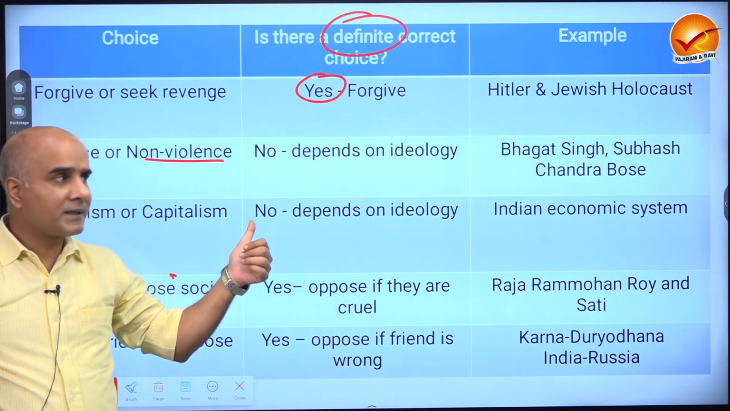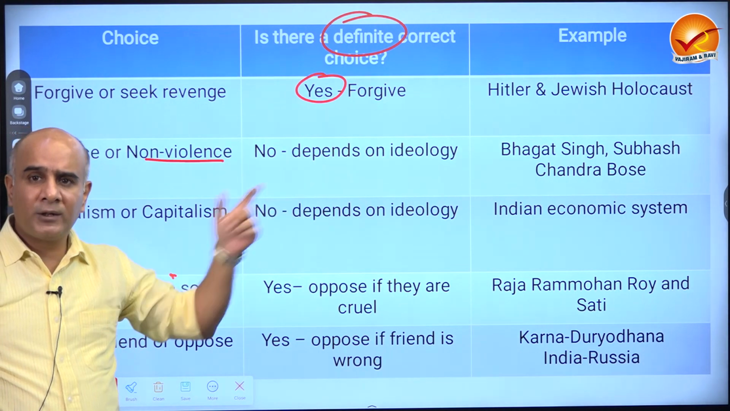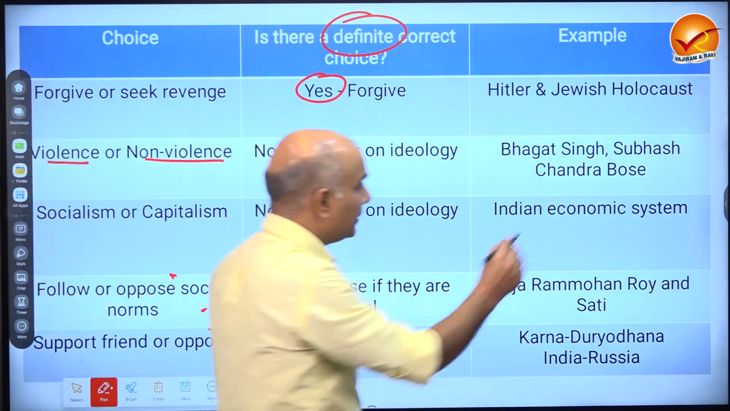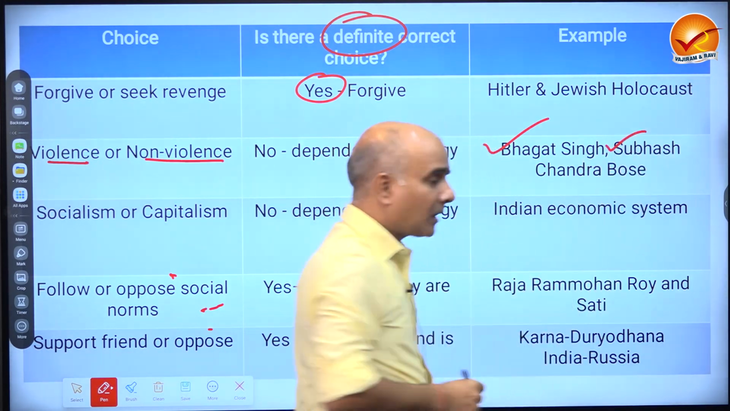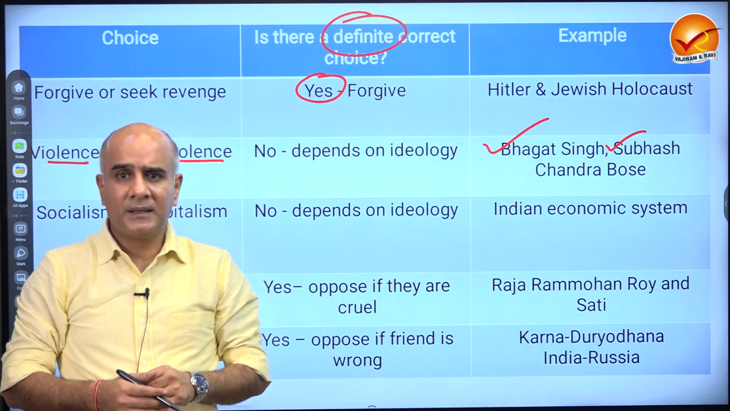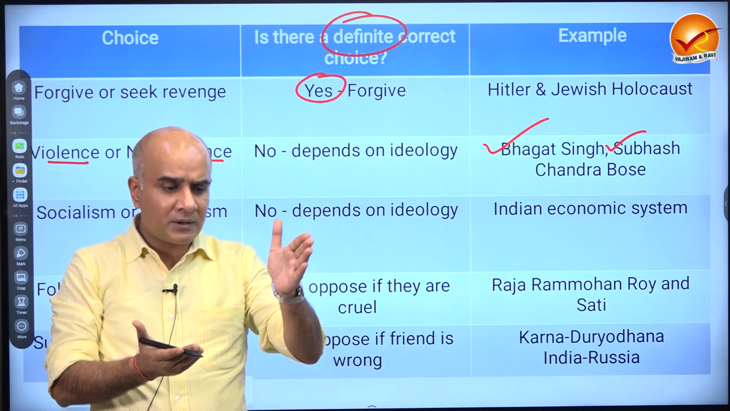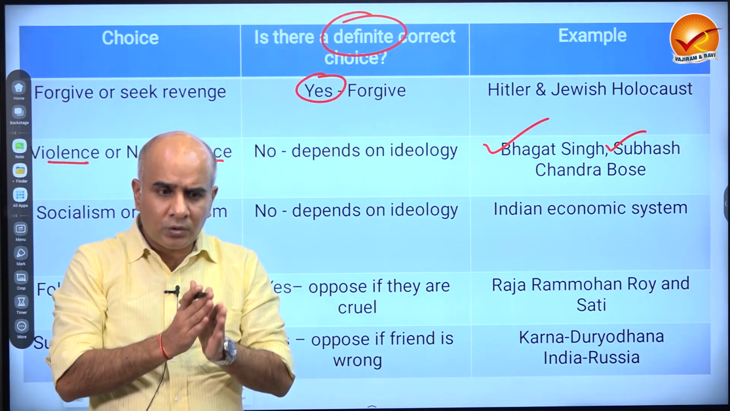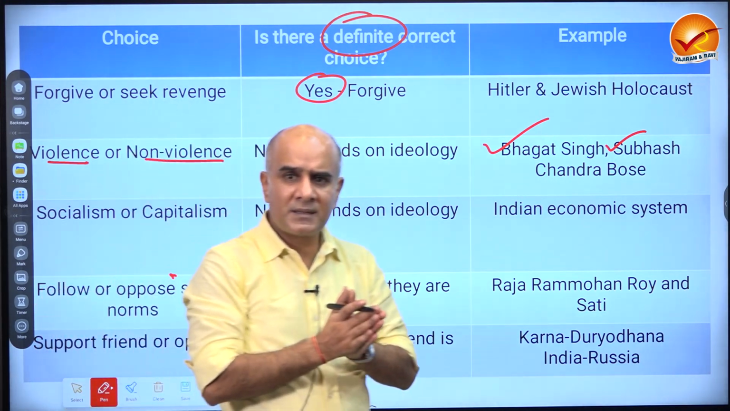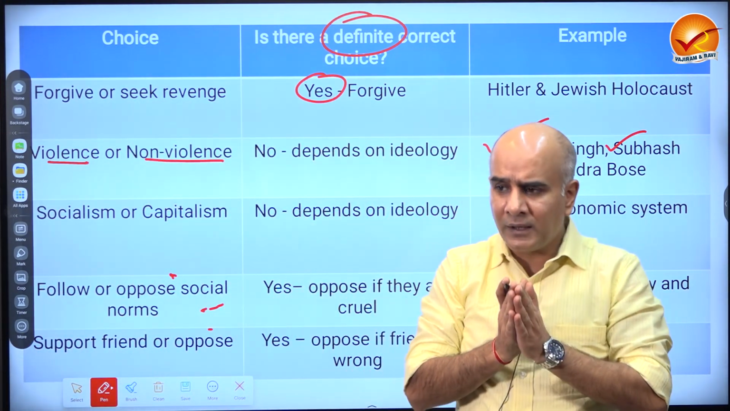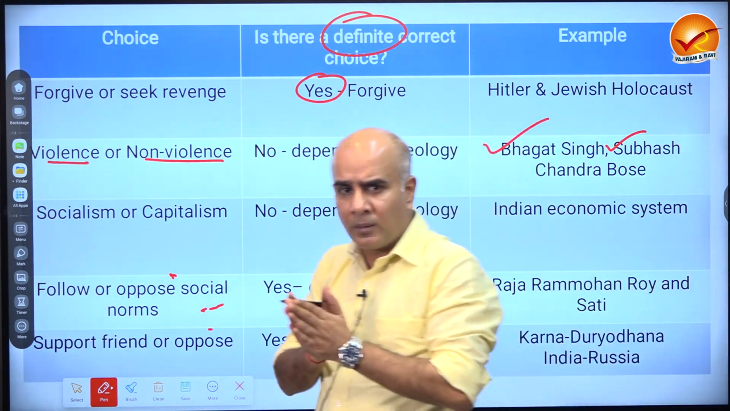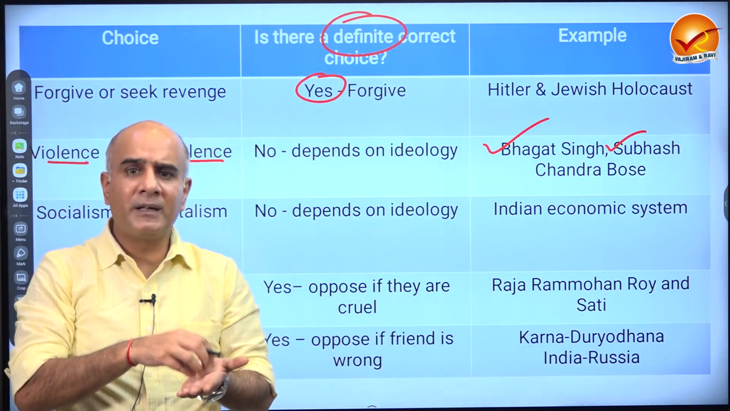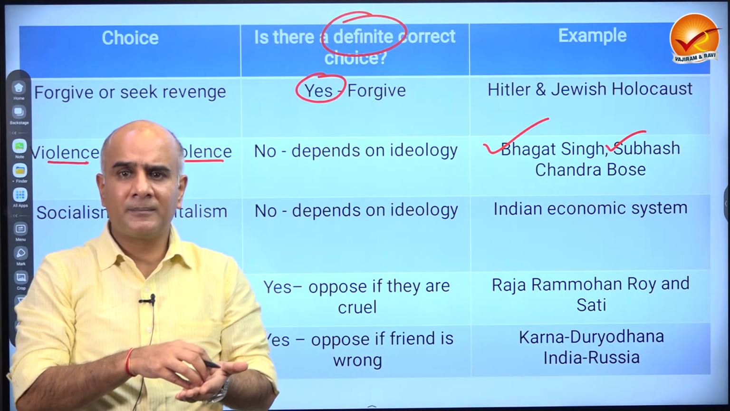This is difficult to decide because this depends upon your ideology. This depends upon your intention. And here I can give you the example of a person such as Bhagat Singh, a person such as Subhash Chandra Bose. When they disassociated themselves from Mahatma Gandhi, both of them very clearly made a choice that Gandhi's principle of ahimsa, Gandhi's principle of non-violence might not be adequate to win independence, to secure independence for India.